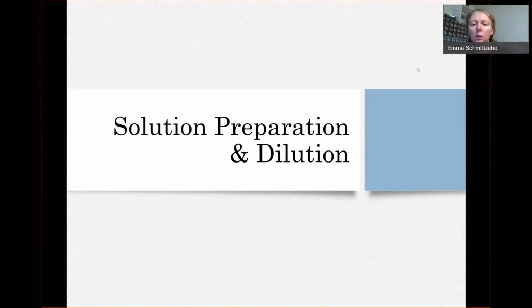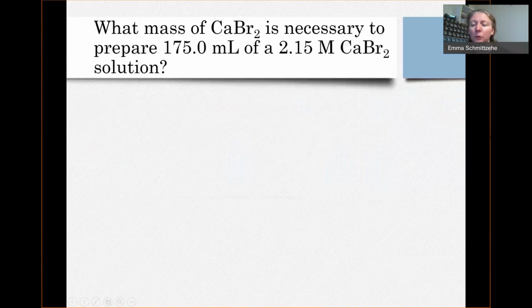Okay, let's talk about solution preparation and dilution. So I'm going to start off with an example. In this example, I say what mass of calcium bromide is necessary to prepare 175 milliliters of a 2.15 molar calcium bromide solution. Okay, so we're looking for the mass of our calcium bromide.